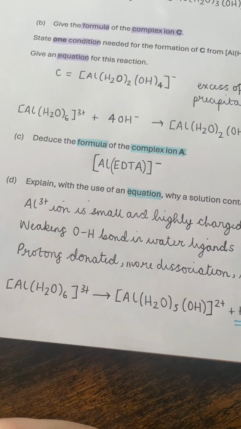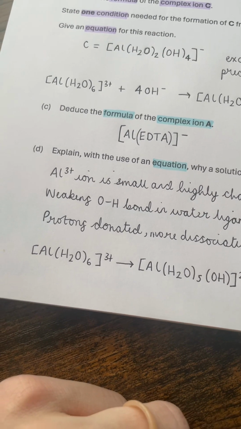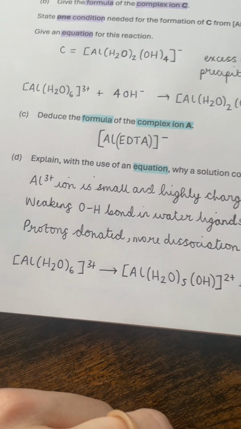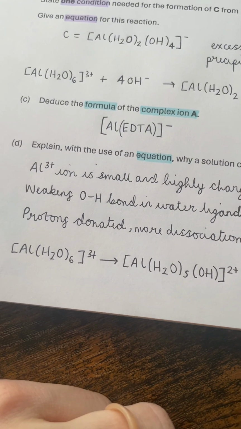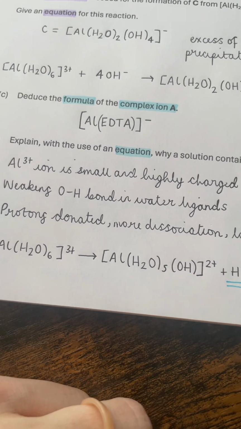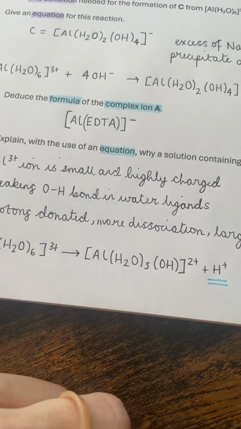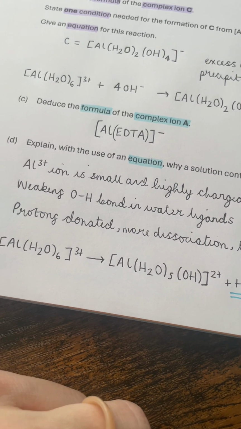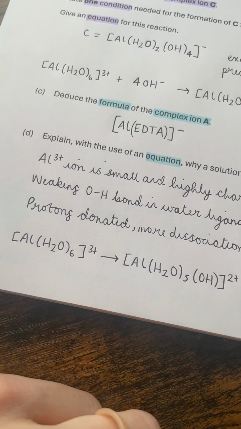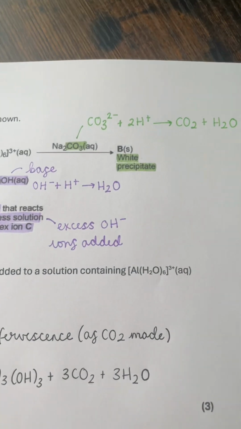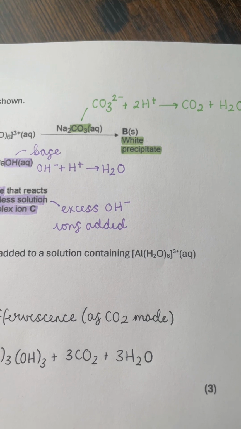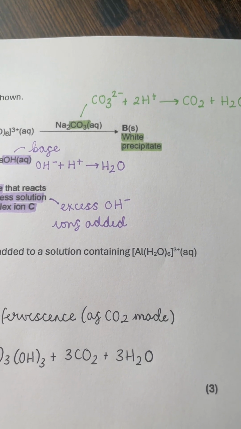By comparison, the Fe2+ ion and the copper 2+ ion are larger and not as highly charged, so the OH bonds in the water ligands are not weakened as much, so we have far less dissociation, so they are not as good acids by comparison, and that is why they do not react with the carbonate ions in the way that a 3+ ion will be able to.